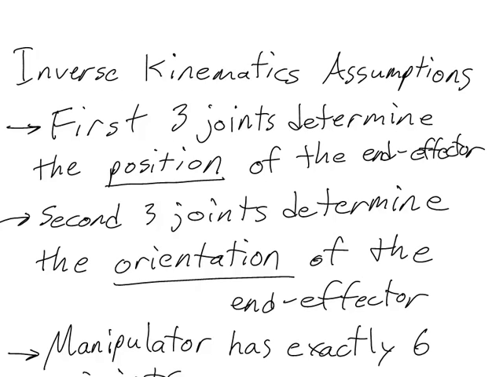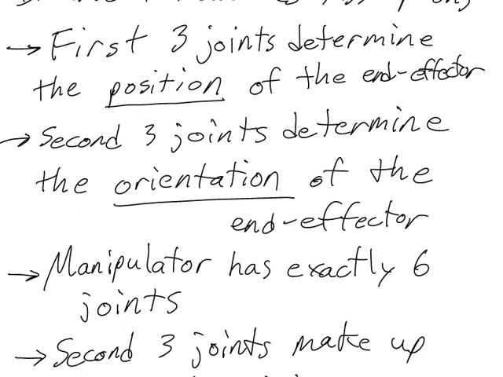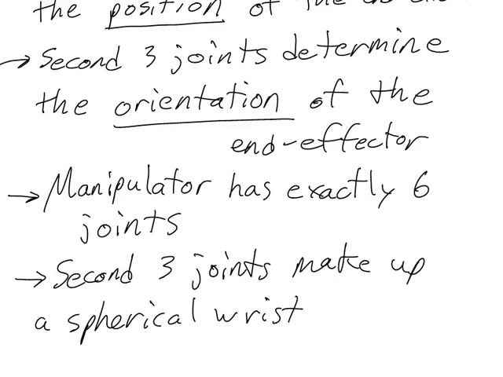In the last video, we started talking about inverse kinematics, and I noted some of the assumptions that we have to make in order to do inverse kinematics. Our second assumption was that the second three joints determine the orientation of the end effector. In this video, I'm going to be focusing on this part of inverse kinematics where we deal with the second three joints determining the orientation. Now, there was another relevant assumption that we also made, which is that the second three joints make up a spherical wrist.